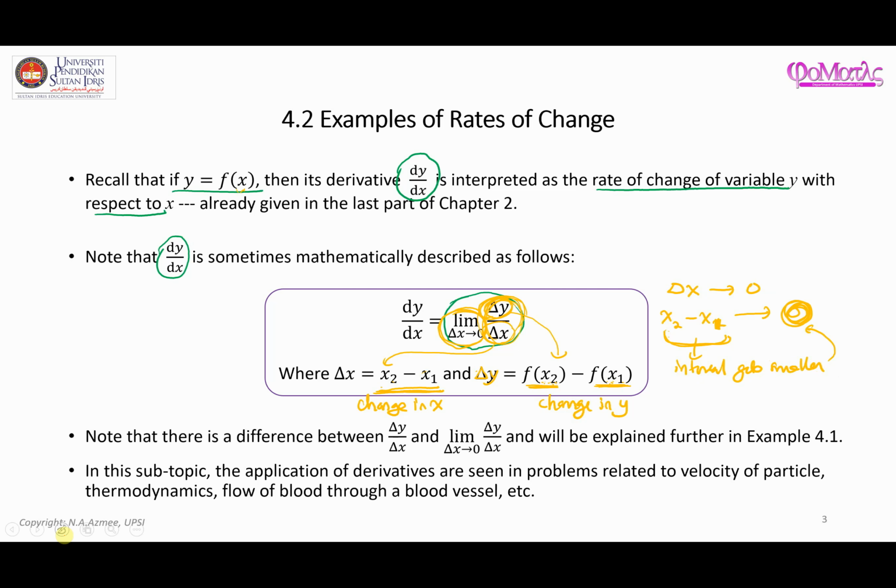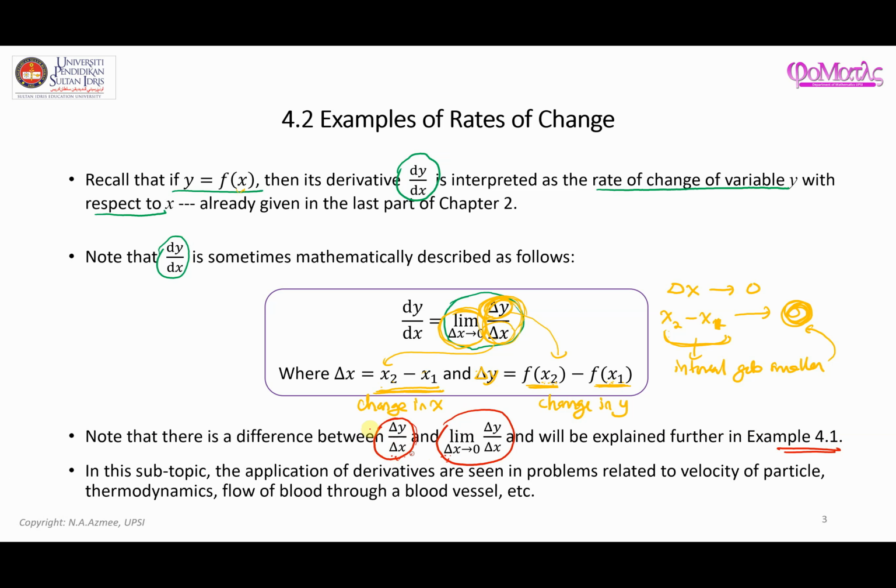Here is something that might look similar, but actually there are two different ideas. These two expressions are different in terms of interpretation, and you will see the difference between them in the next example, example 4.1. But before we go to that example, let me just explain to you the definition of this expression given here.